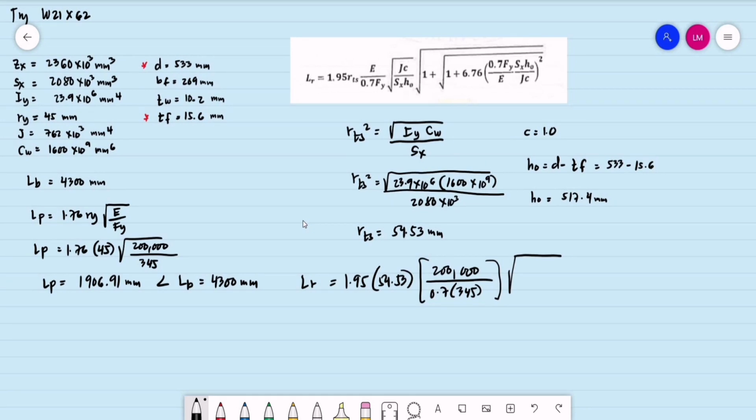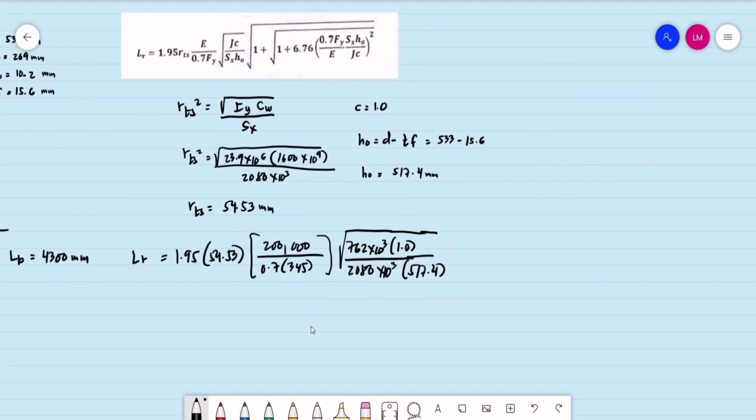Okay, the value of J is equal to 762 times 10 raised to 3, multiplied by C, which is 1.0, and then divided by S of X, which is 2080 times 10 raised to 3. Then multiplied by the H sub O, 517.4.